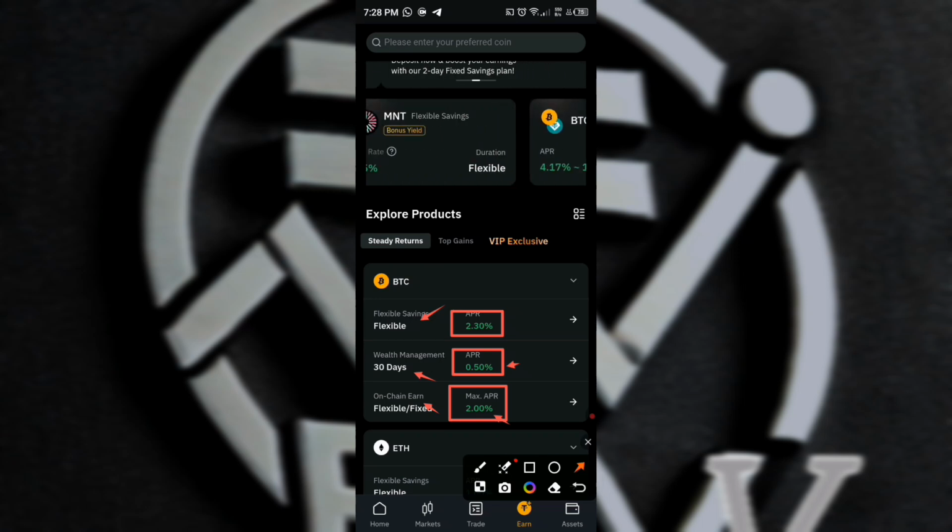I also advise you guys to do thorough research before indulging in any of this process. Guys, right now I'll be moving on to the next strategy.